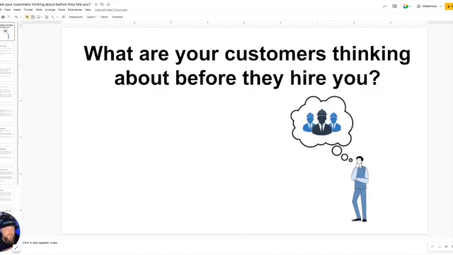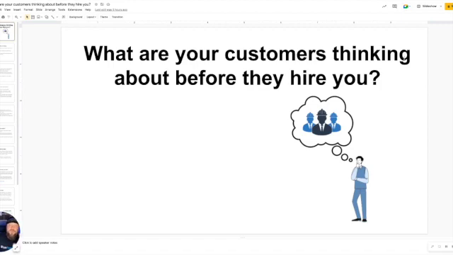Almost, you have to reverse engineer sometimes the thought process of, look, what's my prospect, what's my future customer, what are they thinking about when they have a home improvement need, right? They need a floor, they need a roof, their air conditioner broke. So, what are your customers thinking about before they actually hire you? What's in their thought process? How are they choosing you? How are they vetting you?